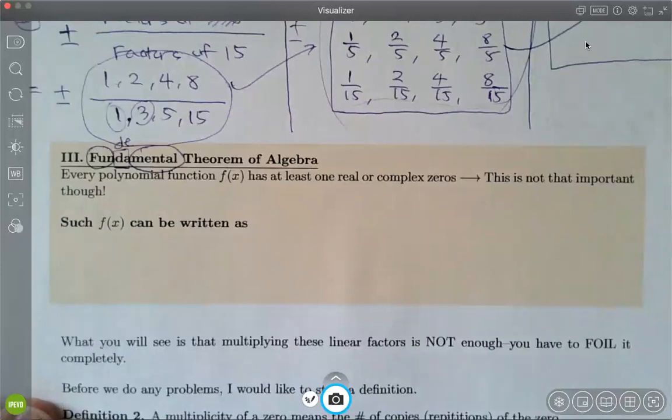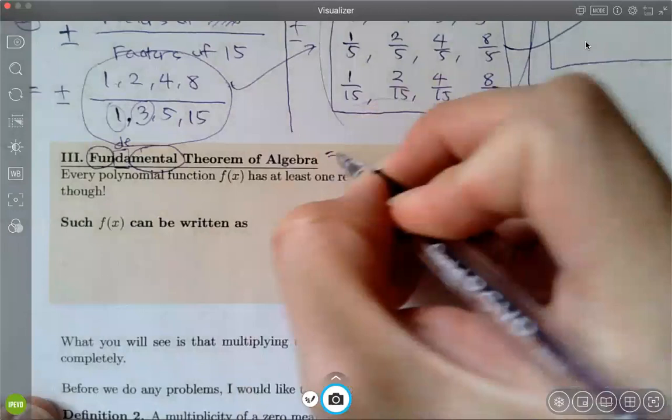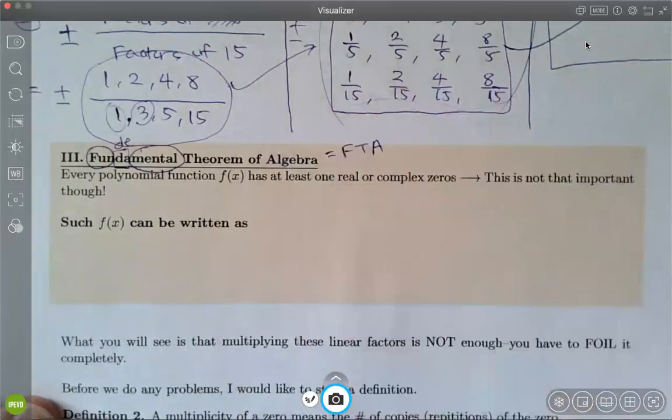And I frequently abbreviate this fundamental theorem of algebra as FTA. It's not a free trade agreement, like the ones between the US and Canada and the US and Mexico. There's no trade here. It's just FTA, and it's just a notation.